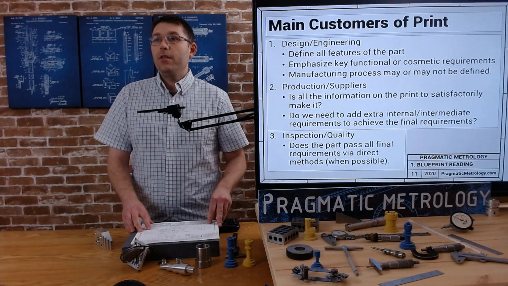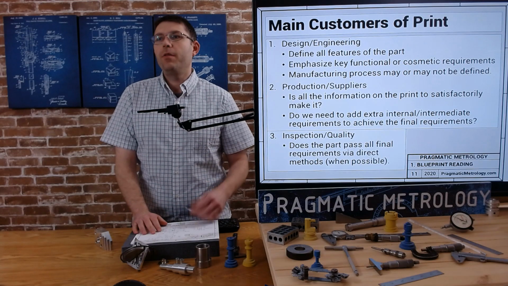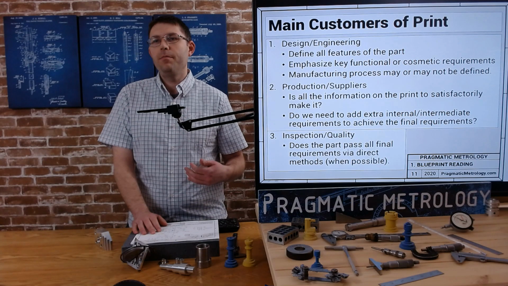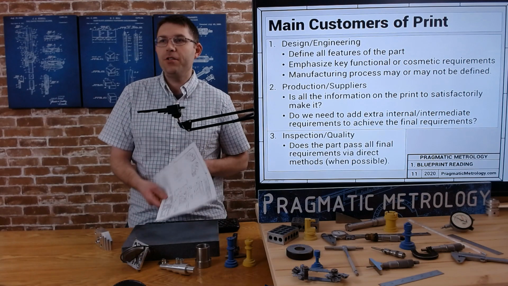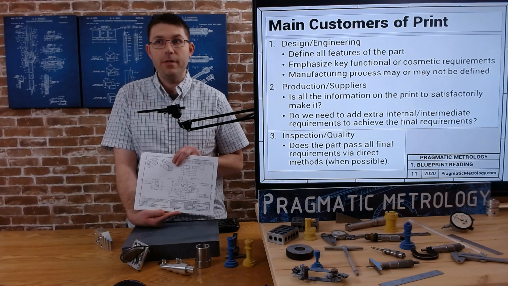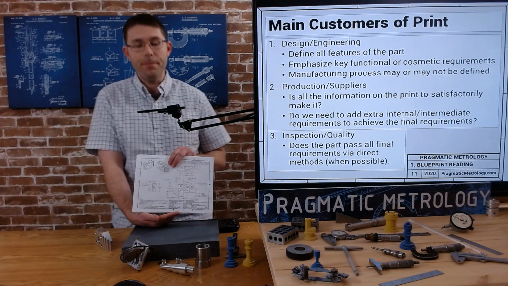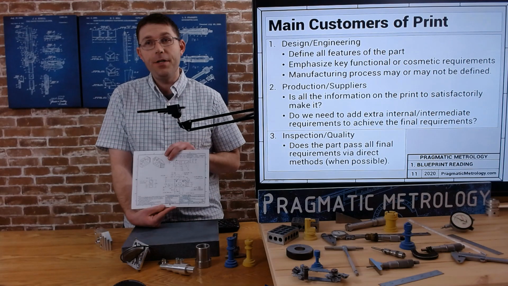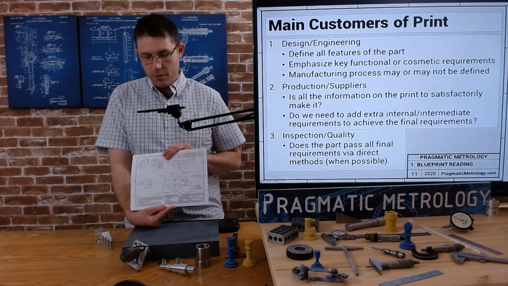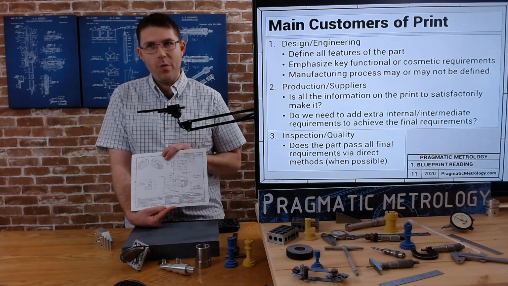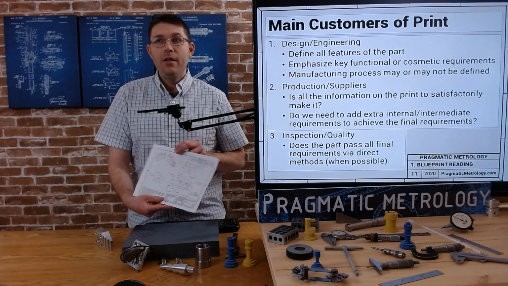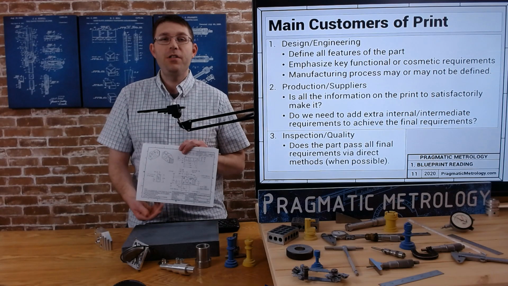So that leads me into the number 2 customer, production or suppliers. What are their requirements? Well, their requirements basically, is all the information on there to satisfactorily make it? That goes back into the first bullet point for design, right? If you get a print and there's features on here that are not fully defined, that you're like, there's some missing information here. I don't know where this hole goes. I can see it on here, but there's no, I think it, maybe it's lined up with this other hole, maybe it's not. But at a minimum, production needs to know that.